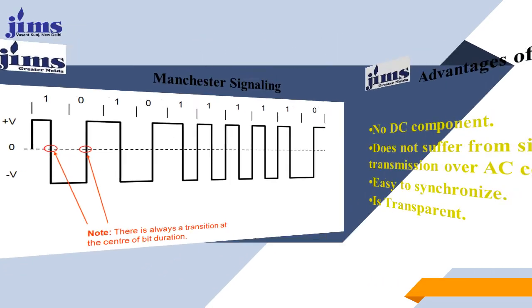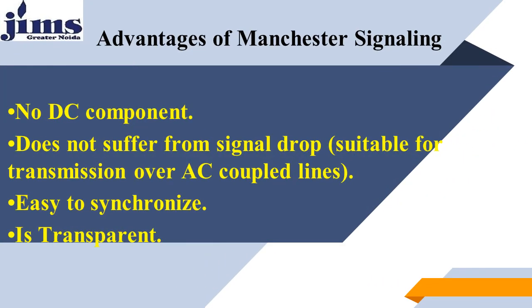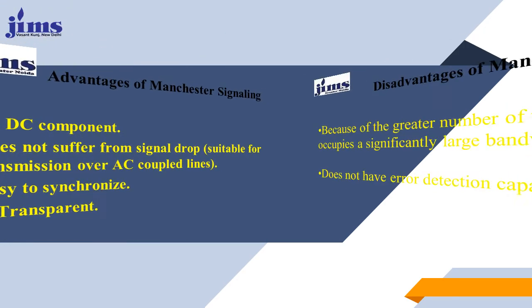What are the advantages of Manchester signaling or coding? No DC component. First one is this: it does not suffer from signal drop. It is easy to synchronize and is transparent. So these are some advantages of using Manchester.